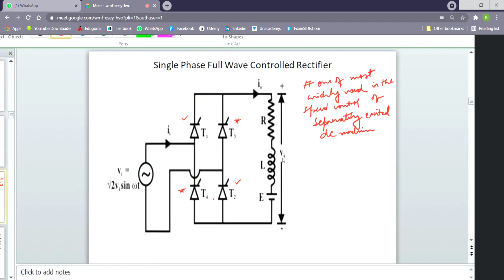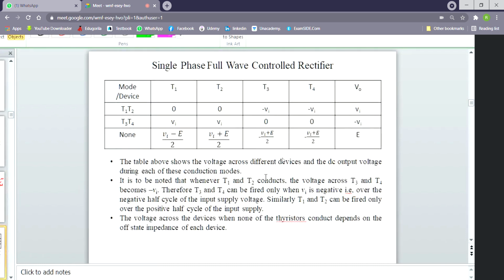Here is a table which shows the voltage across the devices and the DC output voltage during each of these conduction modes. When the mode is T1 T2, the voltage across T1 and T2 would be zero, whereas the voltage across T3 and T4 would be minus Vi, and V0 would be Vi. Similarly, when the mode is T3, T4, the voltage across the devices T3 and T4 would be zero, and the output voltage would be minus Vi.